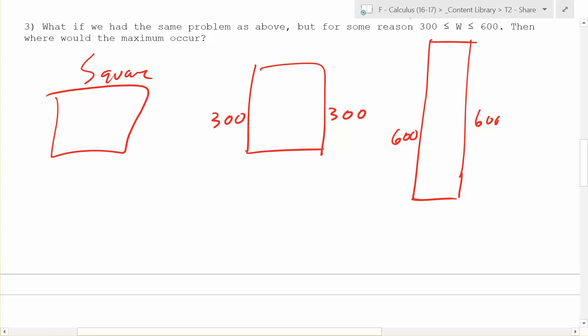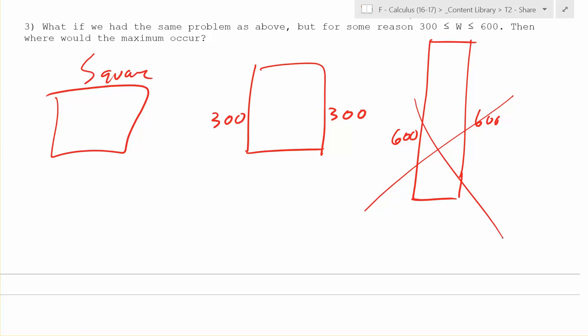Can the width be 600? Why not? Exactly. So you actually can't do this, right? And what happens as the width gets bigger? What happens to the length? It gets skinnier and skinnier and skinnier, right? I'll give you the extreme. What happens if the width was 500? What would the area be? 0, because the length would be 0. It would just be two 500-foot pieces of fencing next to each other, right?